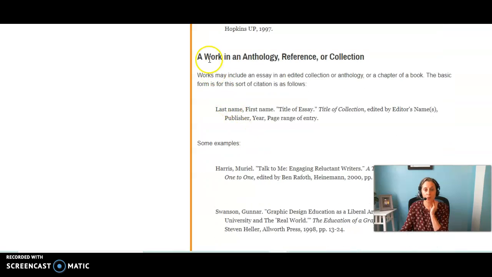Okay. A work in an anthology, reference, or collection. So our book, Acting Out Culture, it's an anthology. That means it's a collection of different works that were all initially published somewhere else, right? Some of them came from magazines, some were excerpts from books that authors had written, but it's a compilation or a collection or an anthology.